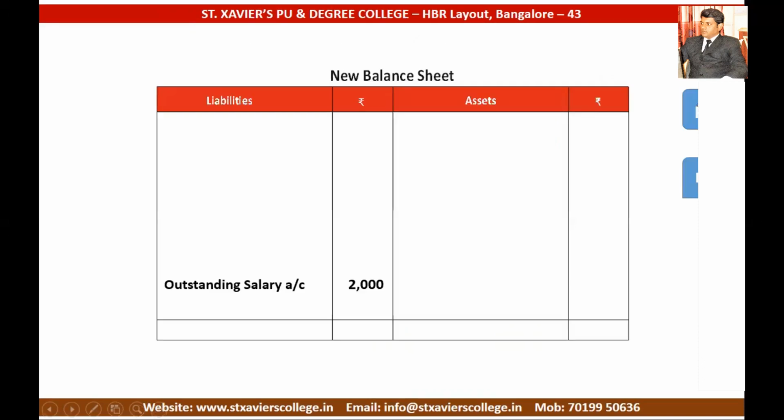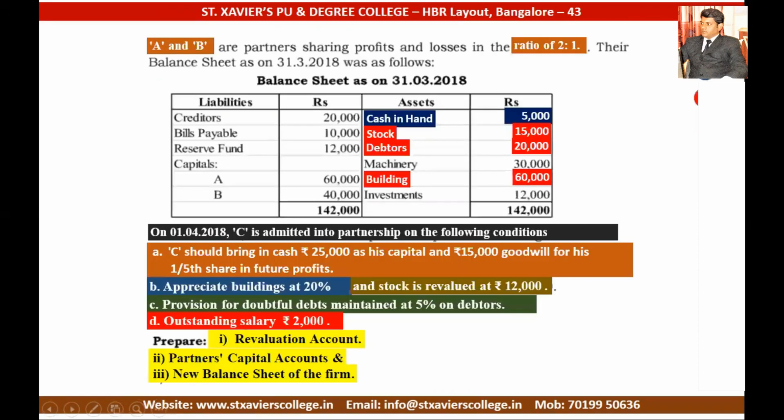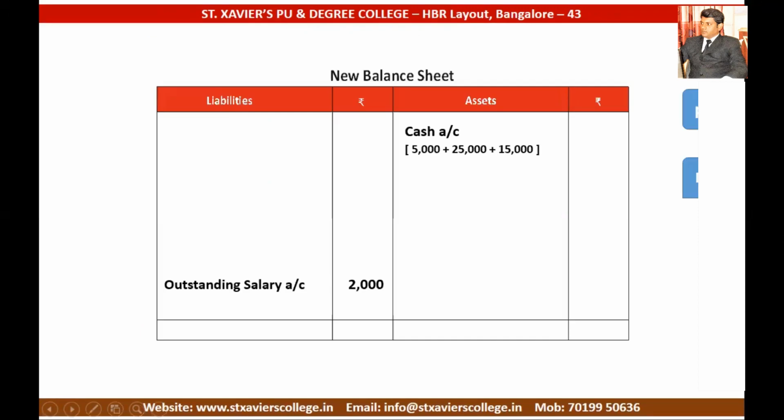Cash account, I'm writing in place of 5,000. 5,000 is the balance already, you know, cash in hand balance is 5,000. But I'm mentioning here 5,000 plus 25,000 plus 15,000. Total I'm showing 45,000. You make a note, whatever the 5,000 plus 25,000 and 15,000 we are taking, this 25,000 is the capital and 15,000 is the goodwill brought by the new partner. Whatever capital and goodwill are brought by the new partner, that should be added to the cash. That we have added and taken the total.